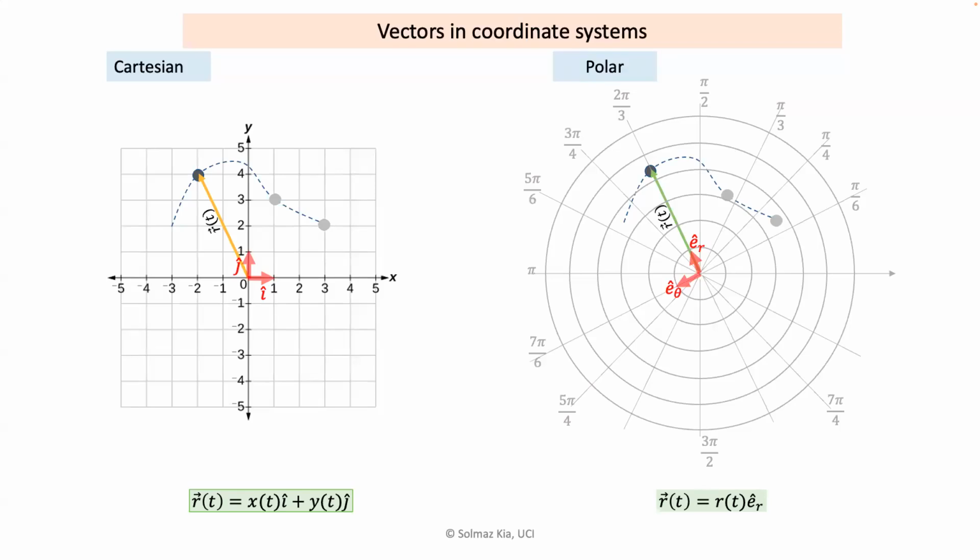Now let's represent our vector in a coordinate system. The two main coordinate systems we use in this course are Cartesian coordinate system and polar coordinate system. Let us assume that our vector is the position vector of a moving particle. In Cartesian coordinate system, the position vector of an object at time t is expressed as its x-coordinate at time t in i direction plus its y-coordinate at time t in j direction. In polar coordinate system, the position vector of an object at time t is expressed as its radial distance r from the origin at time t in e_r direction.